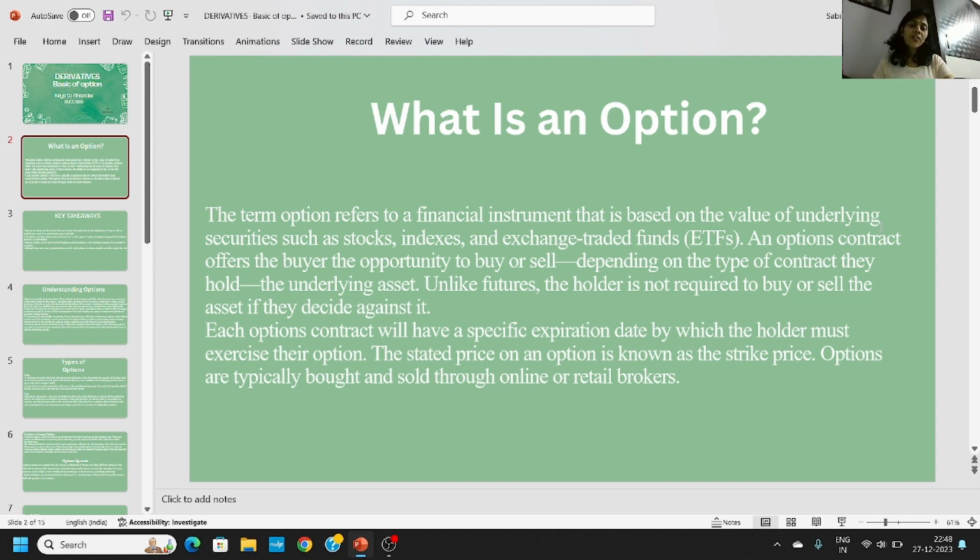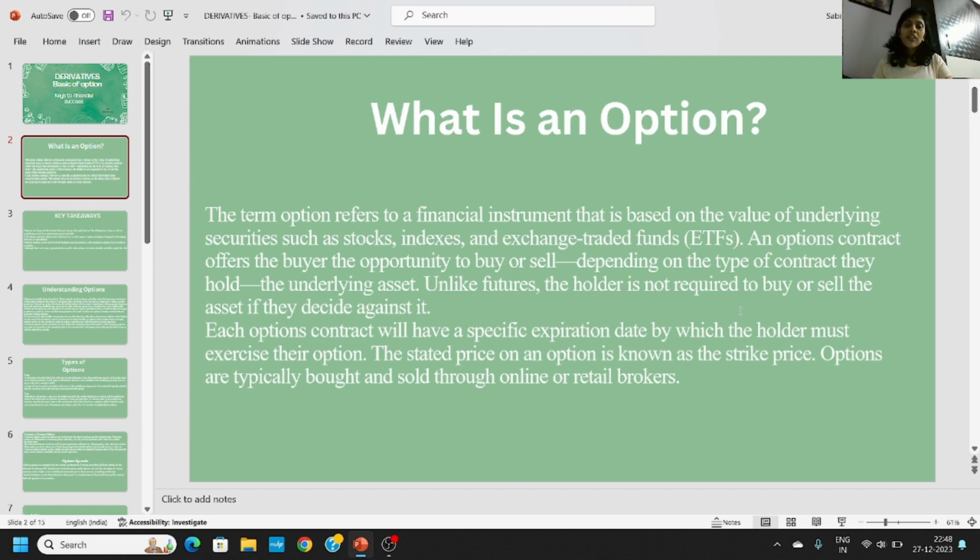So each options contract will have a specific expiration date by which the holder must exercise their option. The stated price on an option is known as the strike price, the price at which you are buying an option. Options are typically bought and sold through online or retail brokers.